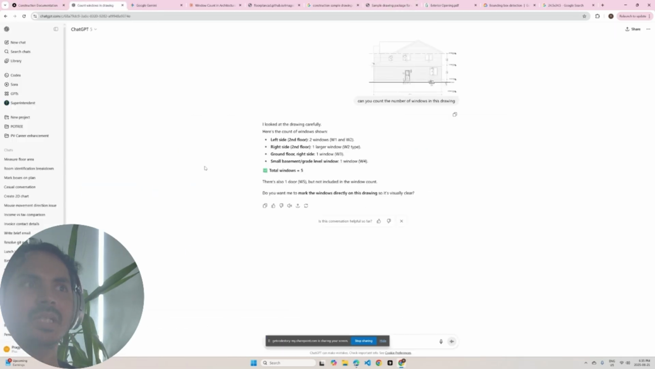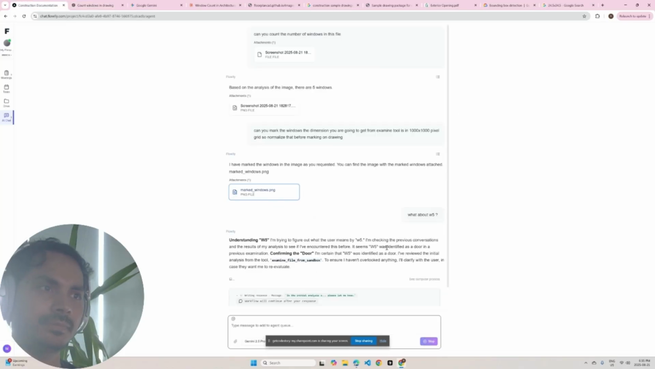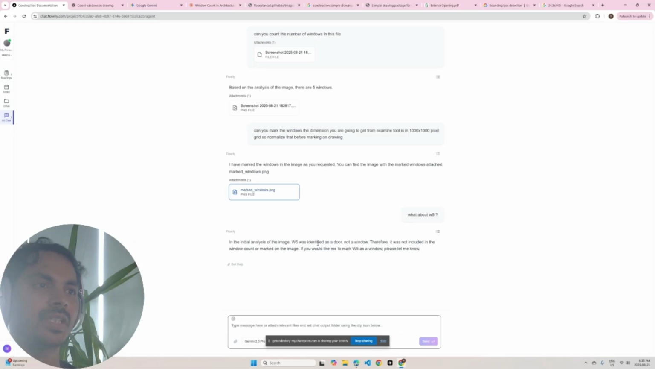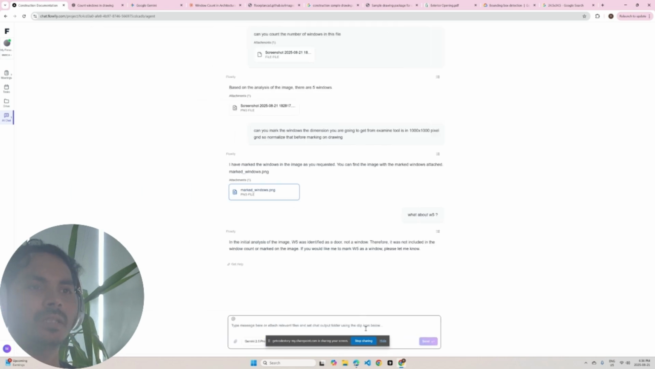So let's see if it can mark it. Okay, it says it's a door, which is correct. It's a good job. But yeah, it did a good job marking, the same as the Claude thing. Claude understood about this thing. Same.